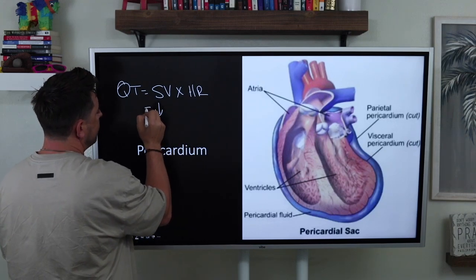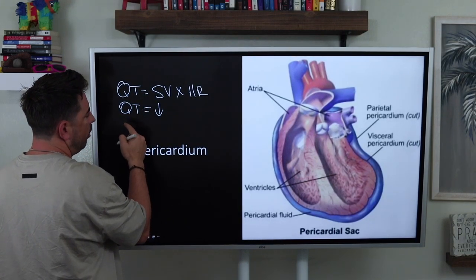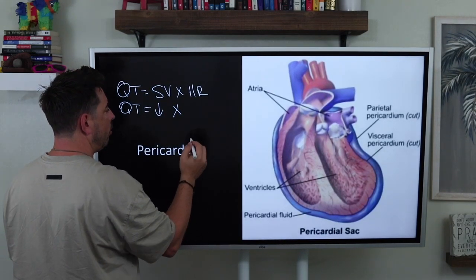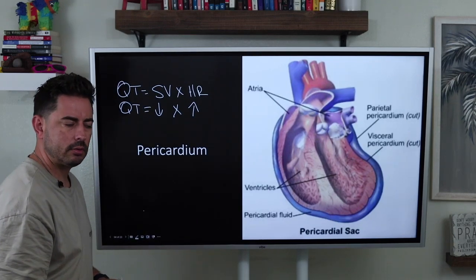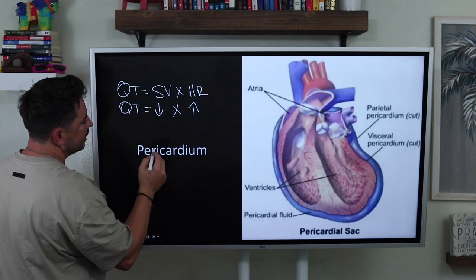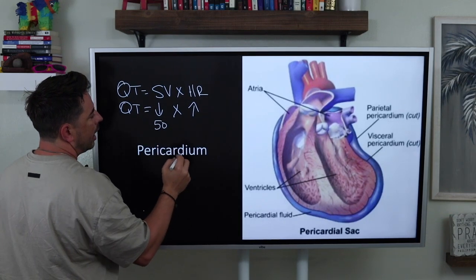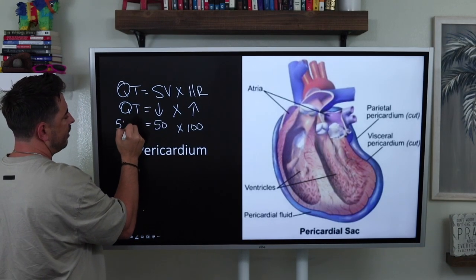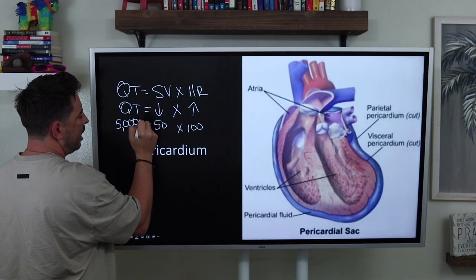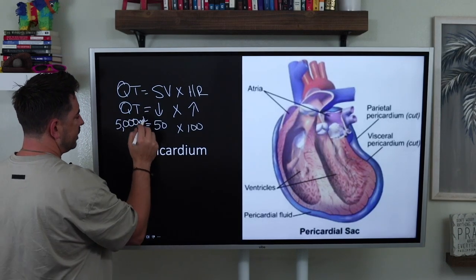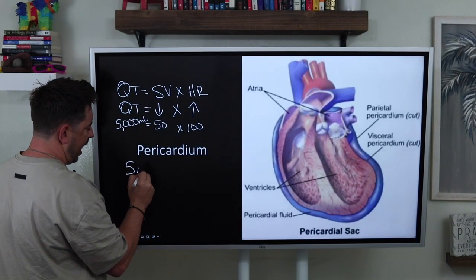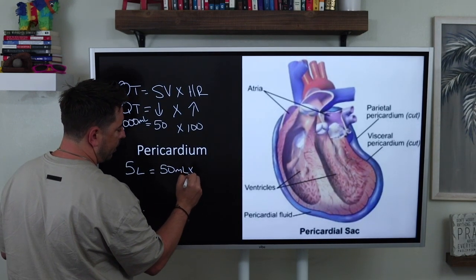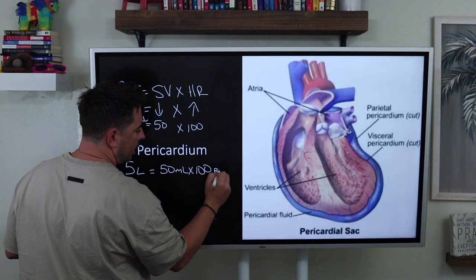Well, in order to maintain the same amount of cardiac output, what does the heart rate need to do? It would need to increase, right? So let's put some numbers to it. Let's say the stroke volume is 50 and your heart rate is 100. That gives us 5,000 mLs that come out. Let's convert this: that's 5 liters that come out when 50 mLs are pumped 100 times a minute.